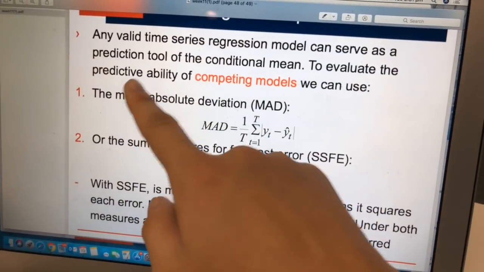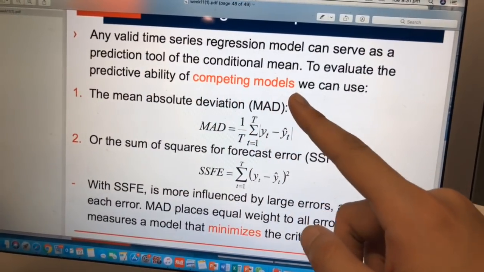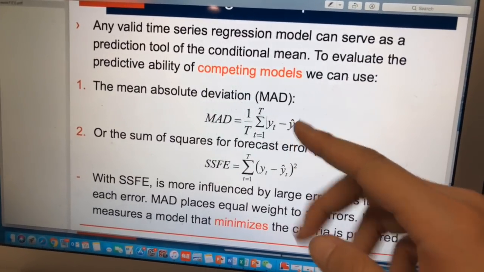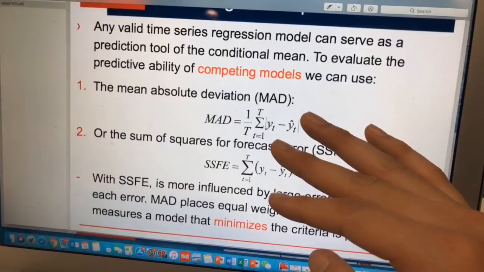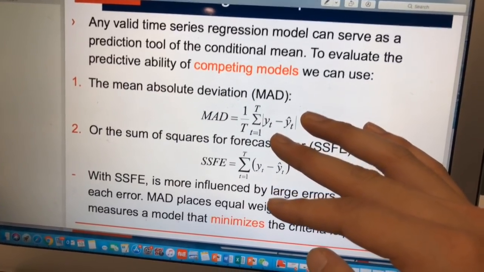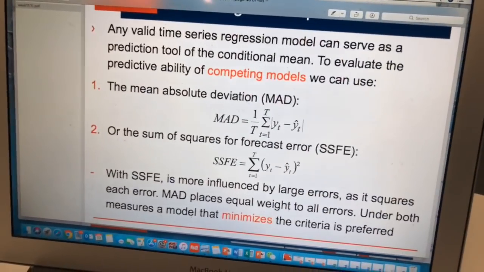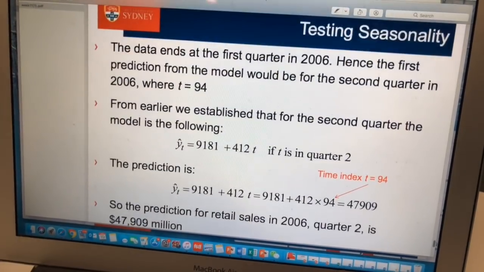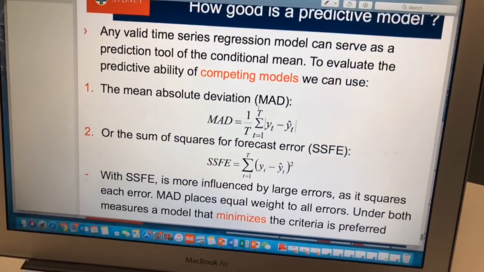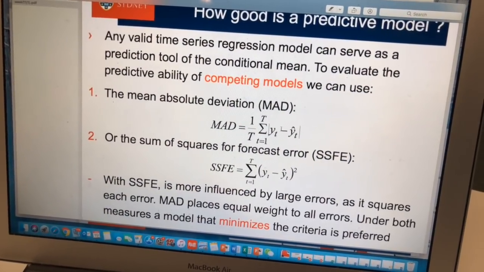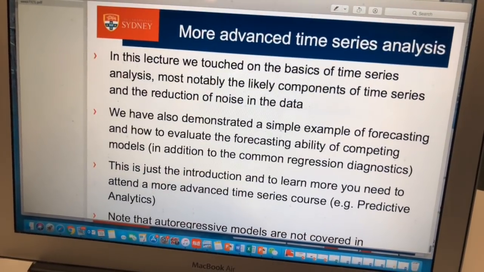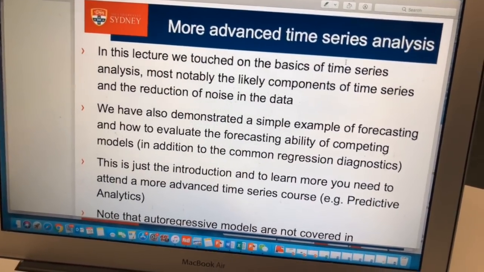So look, predictive ability of competing models. If we have two models, we can use MAD and see if one model is better than the other, okay? But I don't think it's going to be tested in this unit of study because it will be heavily used in advanced courses, like QBUS5002, something like that, okay? Like more advanced time series, right? All right, hopefully that answers your question.